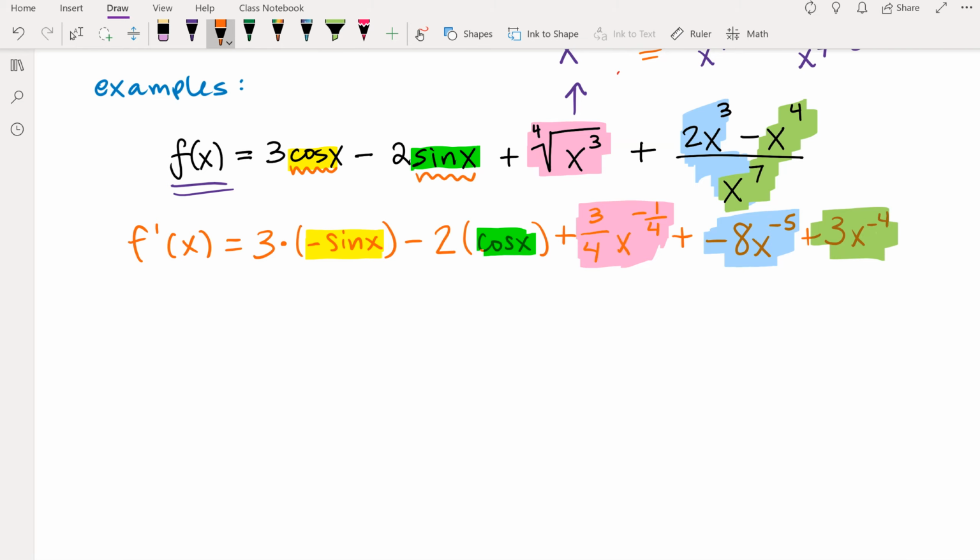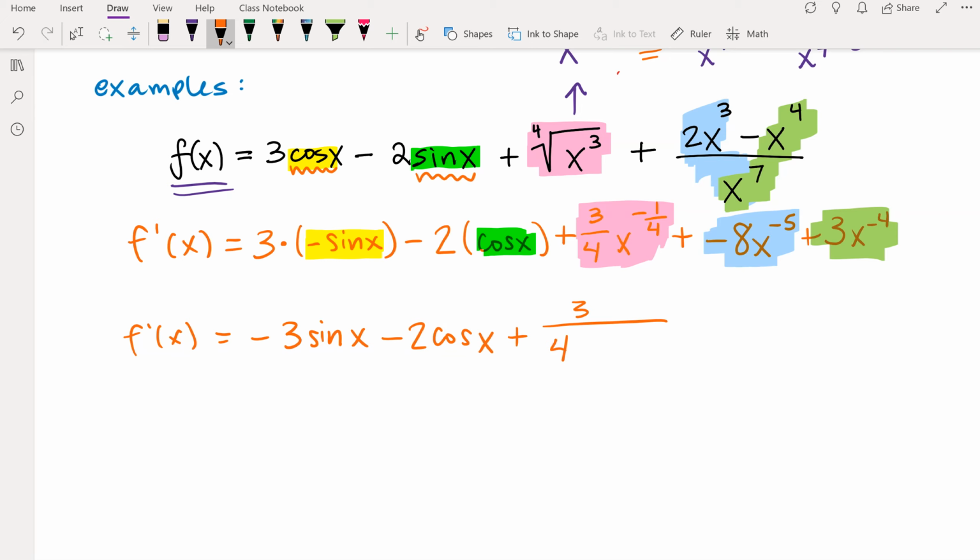For multiple choice, you will see it like this. F prime of x equals -3 sine x. I brought the negative off the sign in front. And then we have -2 cosine x. And then we have plus 3 over 4. That negative exponent on the x is going to bring it to the bottom.